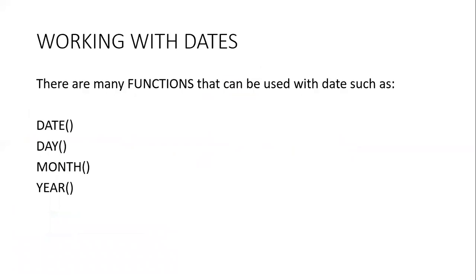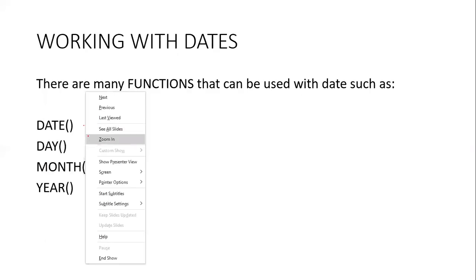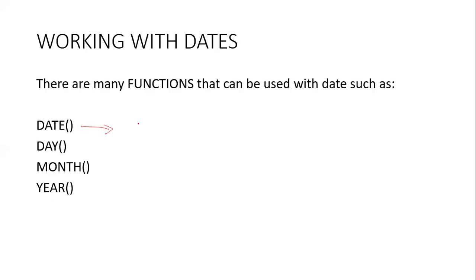Let's look at how we would work with dates. Again, there are many different functions that are predefined that allow us to work with a date. We can use the function date, and this gives us the current date. We can also get the day out of a date format. We can extract just the month, or we could extract the year using these 3 functions.